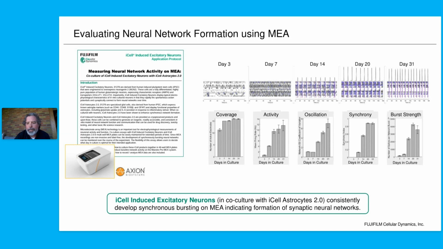And within the software, we can analyze a number of MEA parameters like total activity, synchrony, and burst strength, to help quantify network development. And in data not shown here, we've also used the MEA to interrogate cell function using known neuromodulators such as GABA, AMPA, and NMDA agonists.